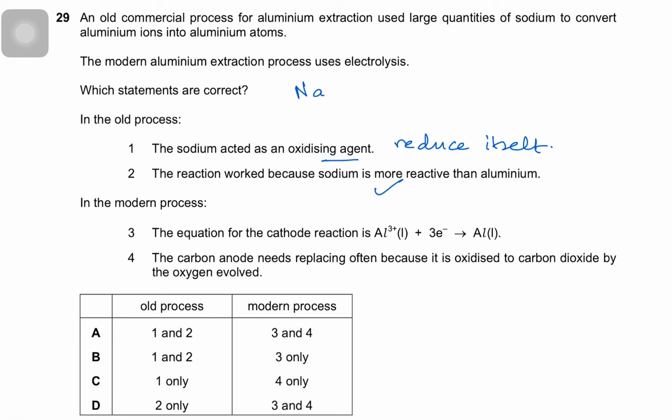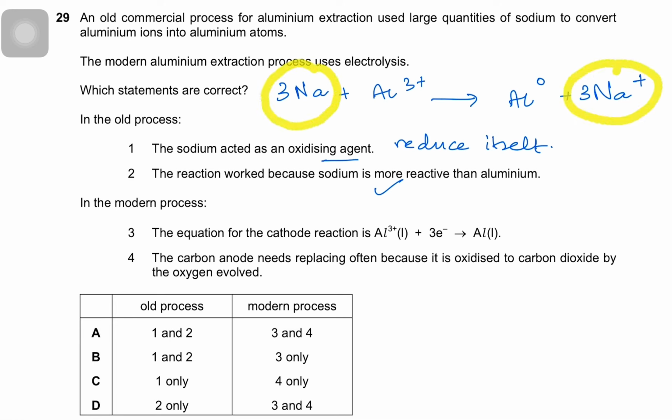They are saying that sodium reacted with aluminium ions to make aluminium atoms, and obviously sodium made its ions. The balancing equation should look something like this. Sodium is not behaving as an oxidizing agent, rather sodium is the reducing agent, because sodium is oxidized itself. You can see sodium is oxidized itself. So sodium is a reducing agent, not an oxidizing agent.